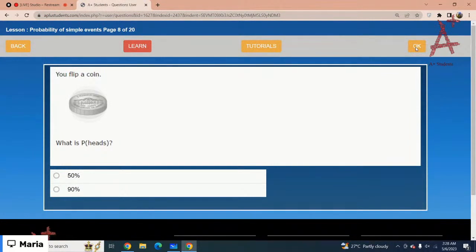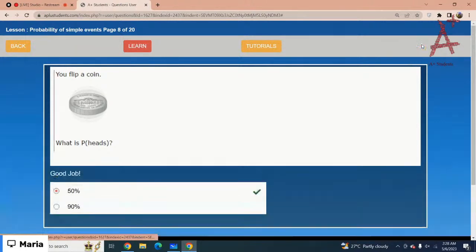You flip a coin. What is the probability of getting head? A coin has only two outcomes, head and tail. Got it? When you flip a coin, you have just two options. Either it will land on head or tail. That means you have 50% chance for head and 50% for the tail. So the probability of getting head is 1 over 2, and that equals 50%.